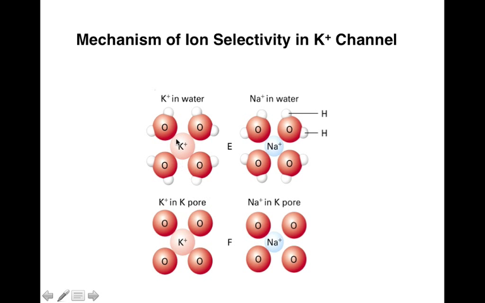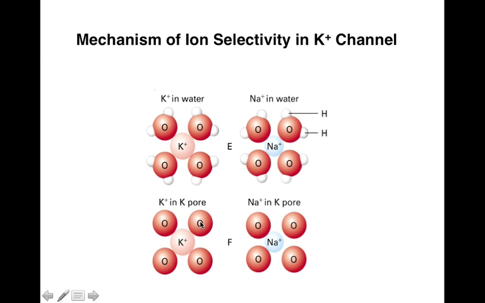So this is potassium in water. See, it's hydrogen bonded to water because it is positively charged. Therefore, it can hydrogen bond to the partially negative charges on oxygen. This is sodium in water. Sodium can also hydrogen bond to water because it is positively charged, and it can bond to the delta negative charge on the oxygen. But look at the potassium ion in the potassium channel pore.